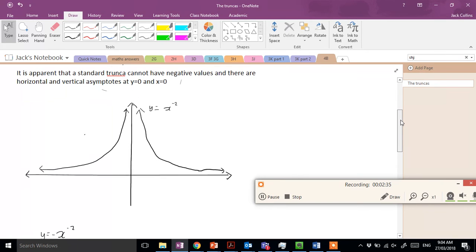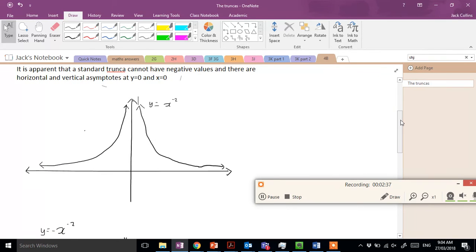Okay, now I want you to have a go at graphing y is equal to negative x raised to the power of negative 2, or 1 over negative x squared. So that's also negative 1 over x squared. Try and draw this graph. So pause again, have a go.